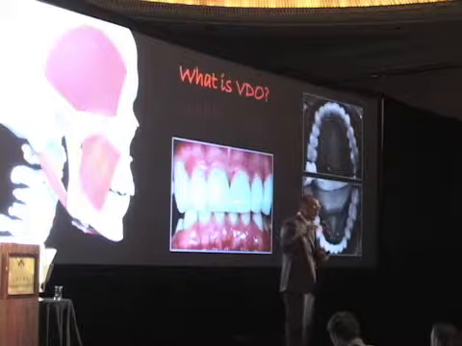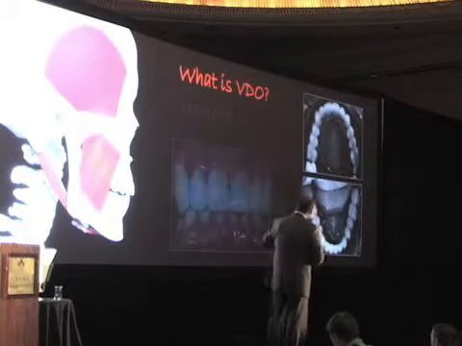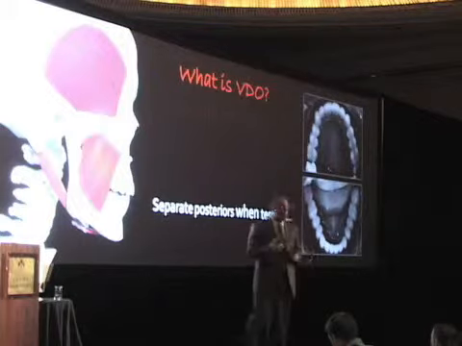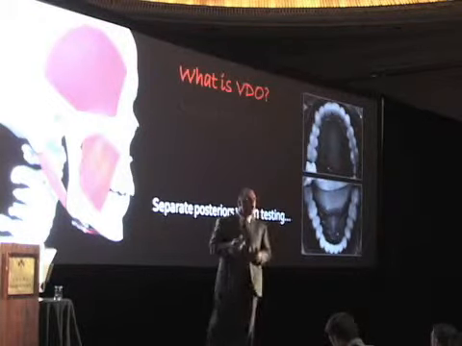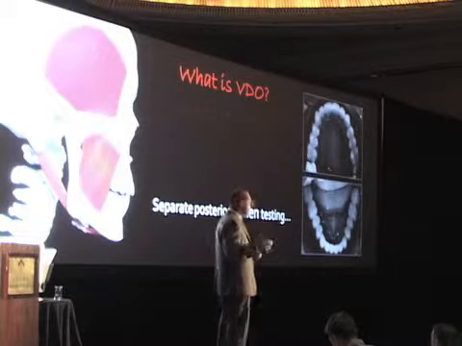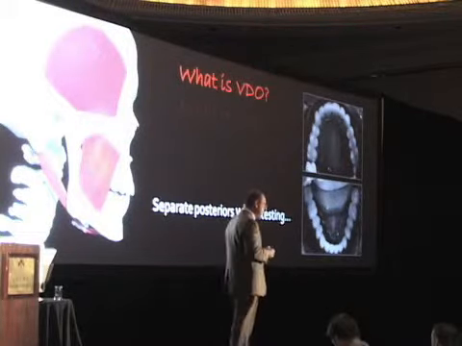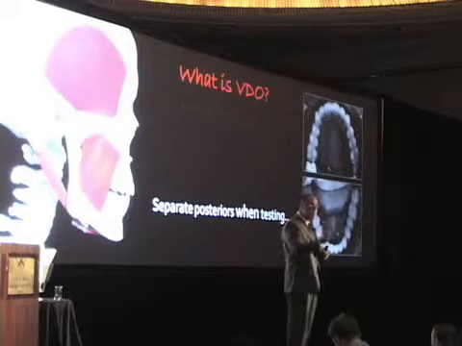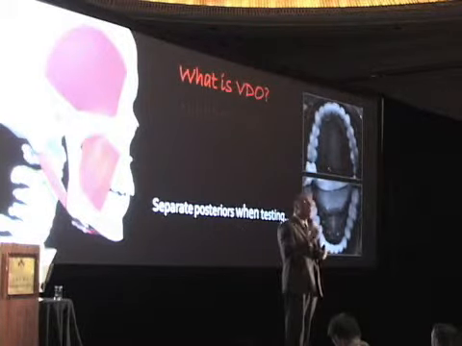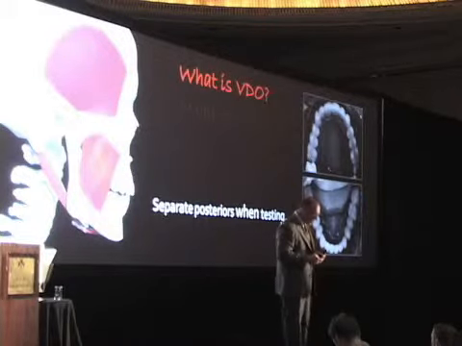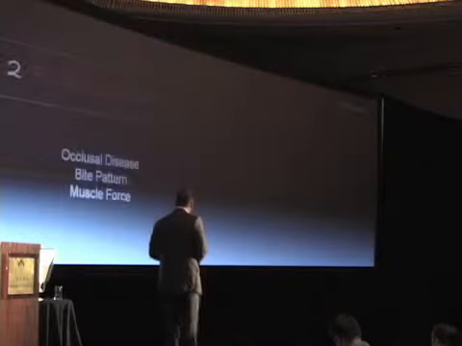So I now have a new rule, and my rule is this. When I am opening vertical dimension, and I'm testing that in provisionals, I will no longer keep those posterior molars segmentally connected. I will now separate those back teeth because I want to test that for a long enough period of time to make sure I have not exceeded the contracted length of the masseter muscle. So that's been my take-home message with that error that I made.